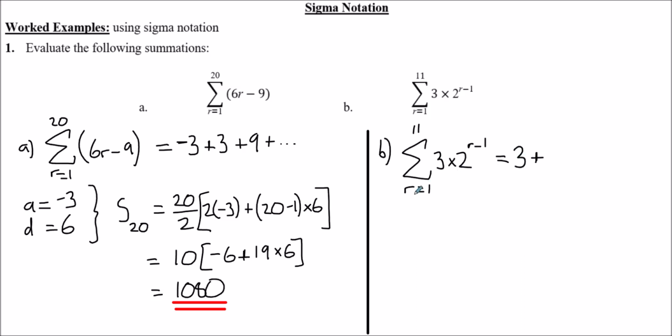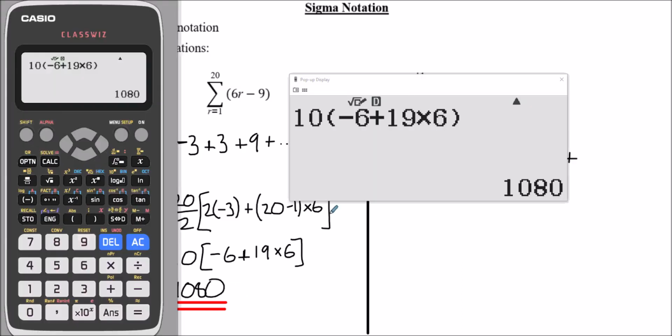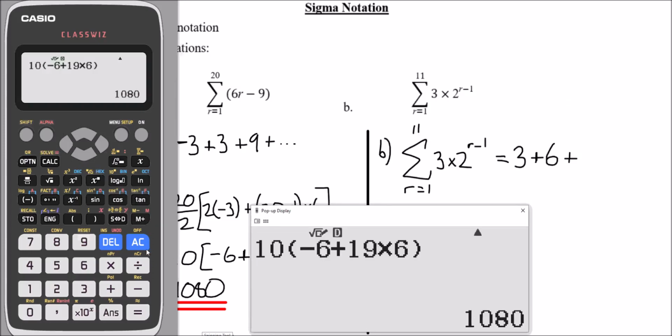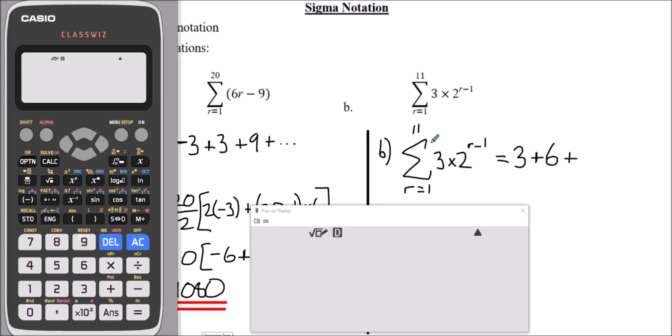When r is 2, the power on the 2 is going to be 2 minus 1, which is 1. It's just going to be 2 to the power of 1. 3 times 2 to the 1 is just going to give us 6. Try it this way as well on a calculator. If you don't like what I'm doing here, just type it in and substitute in on the calculator what you want r to be. The next one would be the third term, when r is 3. So do 3 times 2 to the power of 3 minus 1. You can see it's 12.